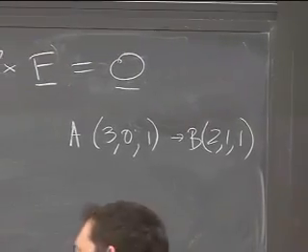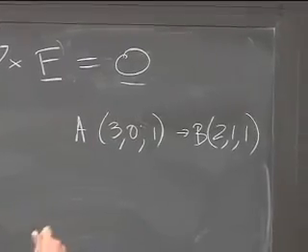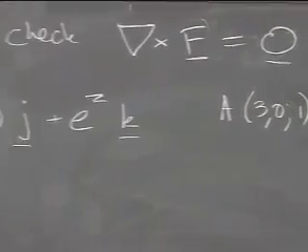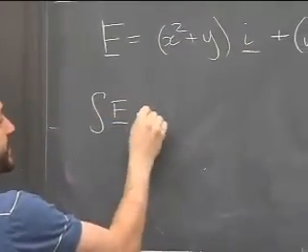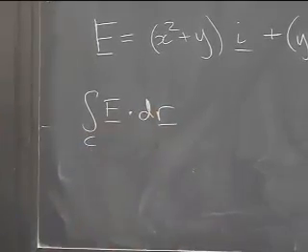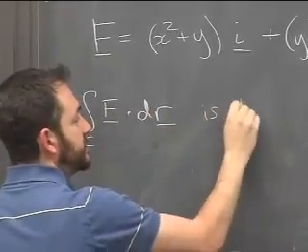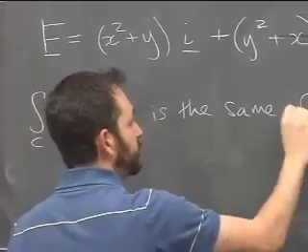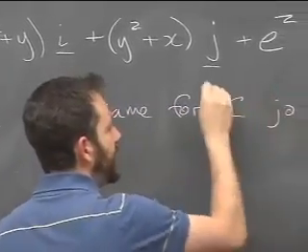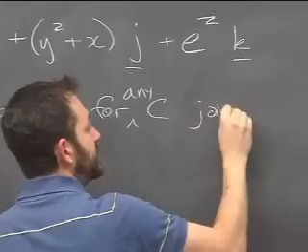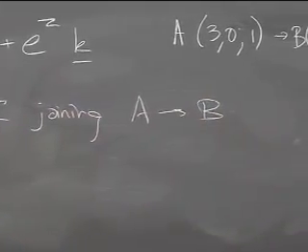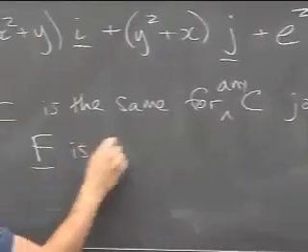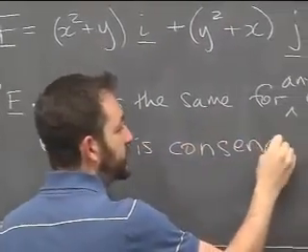Now remember, a work integral or a flow integral, it's the same thing. We have to interpret that statement, the work integral is the same over any path, as meaning that F dot dr is the same for any C joining A to B. That's what we want to show, i.e. F is conservative.